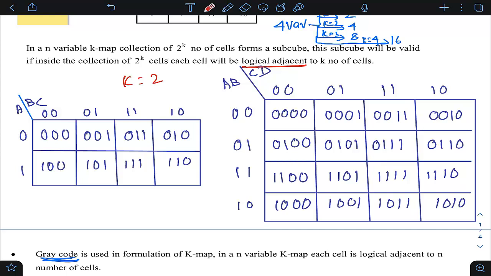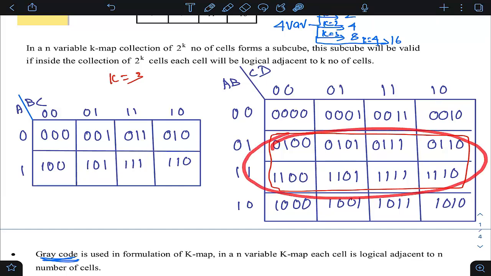Suppose I am taking a collection of 8 cells. In this case, my value of k equals 3. So I want each cell inside this collection to be logically adjacent to 3 cells. Whether it is happening or not, let us check.